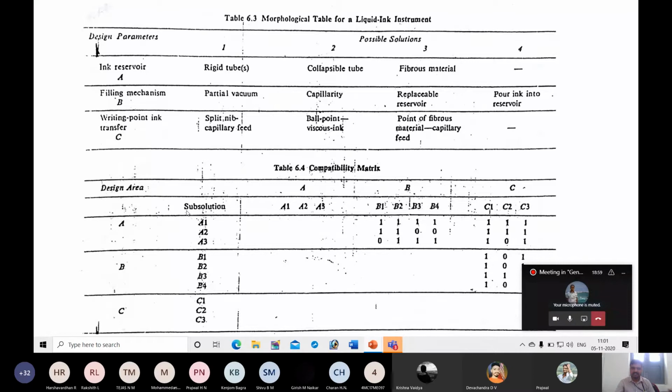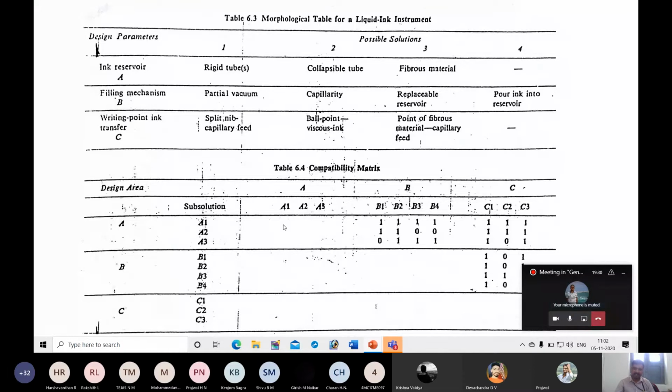Next, list the sub solutions. In case of A, three possible solutions are available. That's why A1, A2, A3. Here also A1, A2, A3. Next, in case of filling mechanism, four possible solutions. That's why B1, B2, B3, B4. Here also B1, B2, B3, B4. Next, in case of C, three solutions are possible. C1, C2, C3. Here also C1, C2, C3.